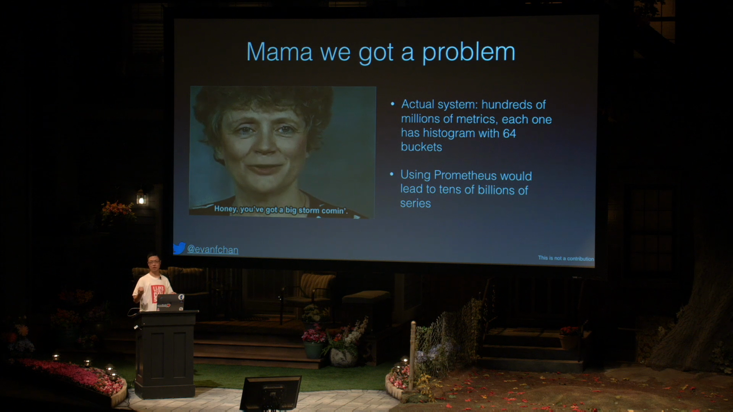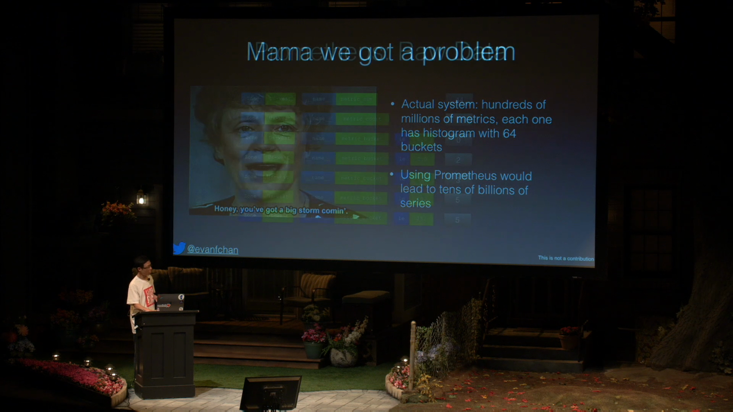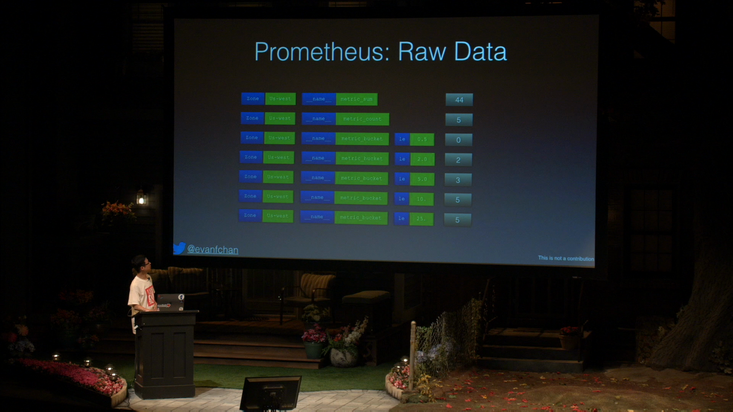So using this kind of data model would lead to tens of billions of time series. And we wanted to find a better solution to this problem. The other issue that we find is that the raw data that's being sent over the wire, because histograms are represented as separate time series for each bucket, a lot of information is repeated. You can see that the labels here with the zone and the name and the LE is unique, but the other ones are repeated for every bucket.